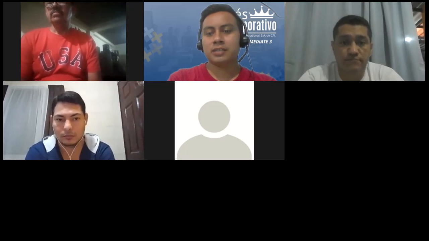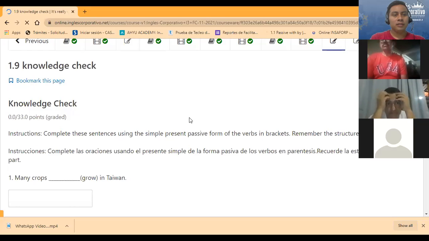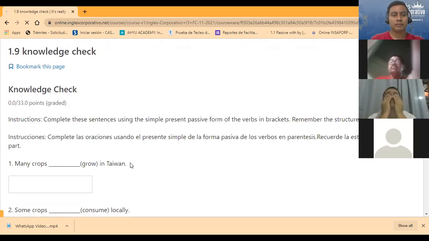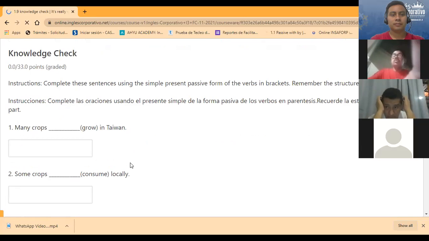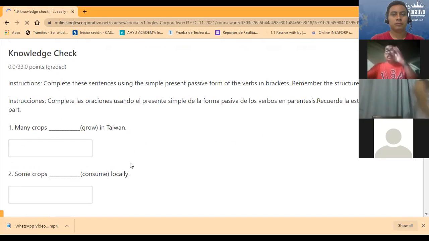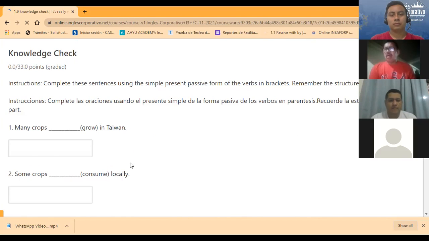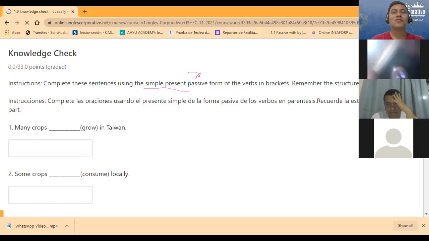Based on what I'm looking at here, this is the 1.9 knowledge check. And which is the one that you need to check? Is this the one? Yes. Okay. And what are you entering? What is the problem? I try the sentence, change the position, and then for example, my crops are growing in Taiwan. All right, look at what it says here, right here. Let me show you right now. Using simple present, but what is really important is the passive form.